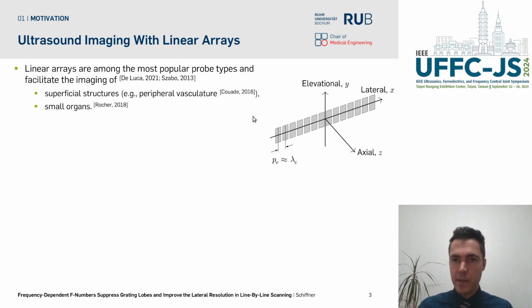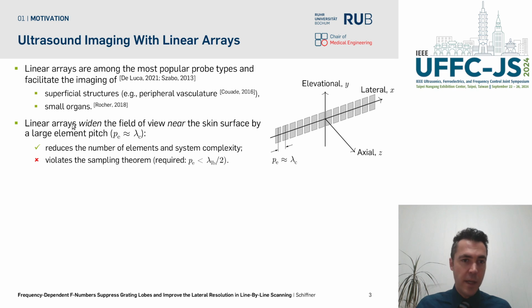Linear arrays, as illustrated on the right, are among the most popular probe types and facilitate the imaging of superficial structures such as peripheral vasculature and small organs. These arrays widen the field of view near the skin surface by a large element pitch, which is of the order of the center wavelength. This element pitch reduces the number of elements and system complexity.